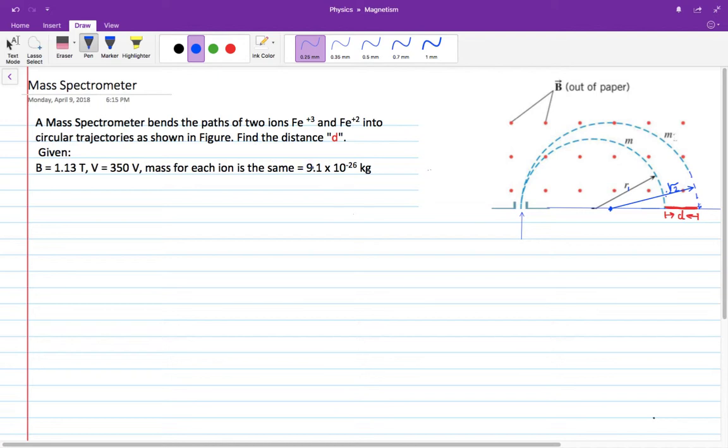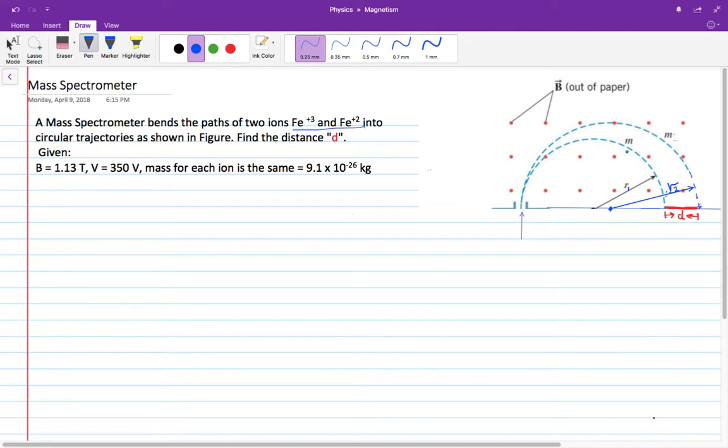In this example, we have two ions, Fe plus 2 and Fe plus 3, fed into the mass spectrometer and accelerated through a potential difference that is given to be 350 volts. As they enter a magnetic field coming out of the paper, with a value of 1.13, the paths of these two ions are bent into a circular trajectory, and both of them will have different paths because the charge on each ion is different.